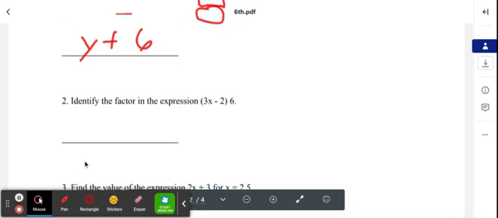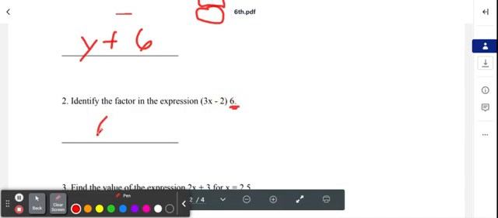Number two, identify the factor in the expression 3x minus 2 times 6. The answer here is 6 because you're trying to find the factor. You factor 6 into 3x and then 6 into -2. So the factor here would be 6.